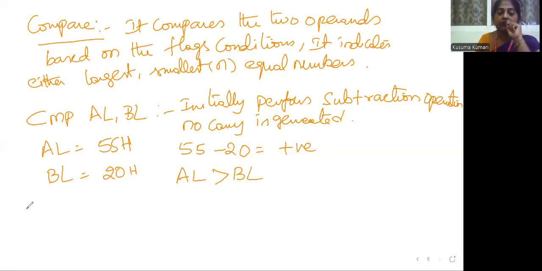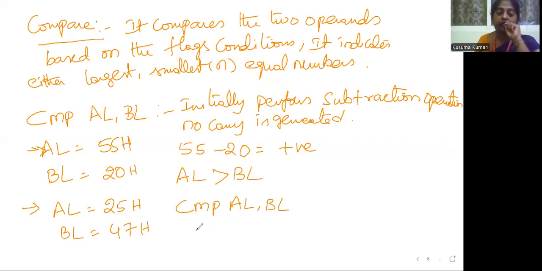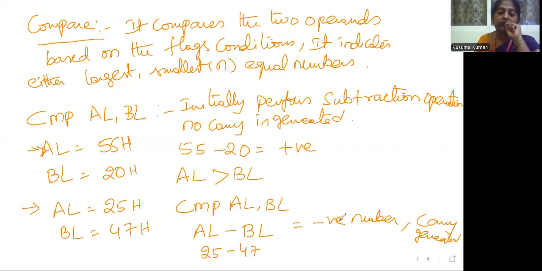Okay, for example, in the second case, if AL is equal to 25 hexa and BL is equal to 47 hexa, then also it performs AL minus BL. When we are using compare AL comma BL, it performs a subtraction operation. That means BL register contents are subtracted from the AL, but the result is a negative number. That means 25 minus 47, the result is a negative number. That means carry is generated. When carry is generated, it tells us that AL is less than BL.